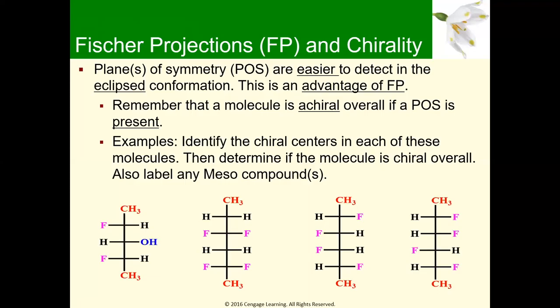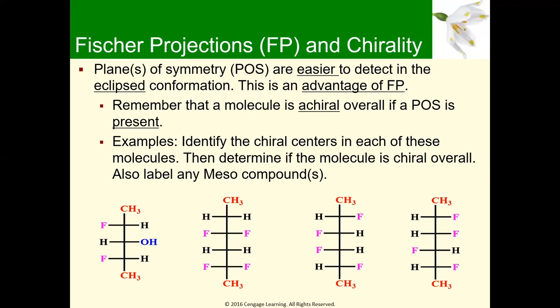Fischer projections, first of all, reveal planes of symmetry fairly easily. Planes of symmetry are easier to detect in the eclipsed formation, and remember, that's what we have with the Fischer projection. We've got the structure as it looks in an eclipsed conformation. So this is an advantage of the Fischer projections.